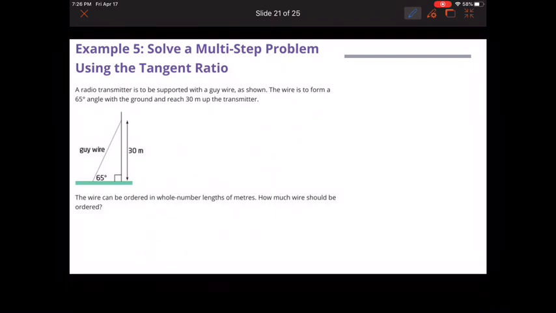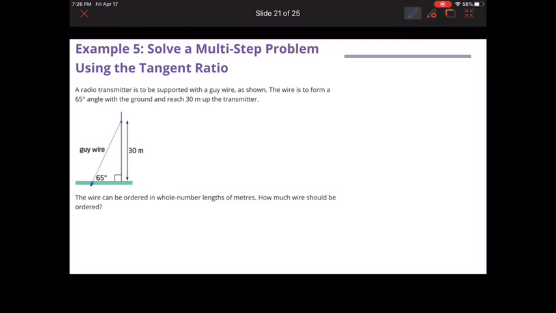Example 5, solve a multi-step problem using the tangent ratio. A radio transmitter is to be supported by a guy wire as shown. So a guy wire is like the tent pegs on a string on a tent. It kind of holds it up. So it's bolted into the ground down here, and then it holds the thing up there.